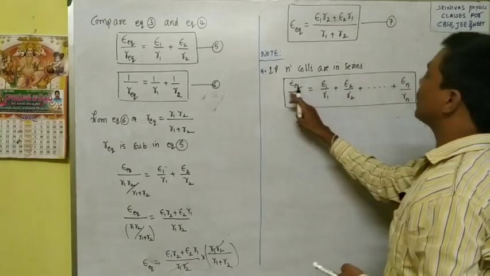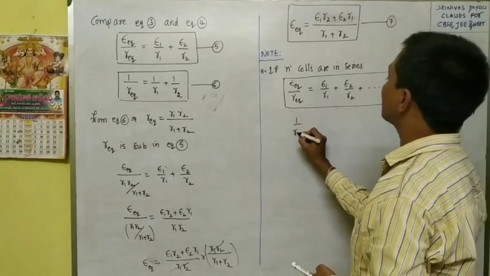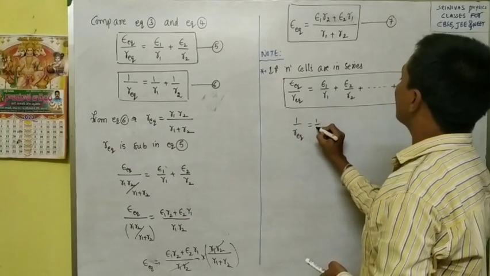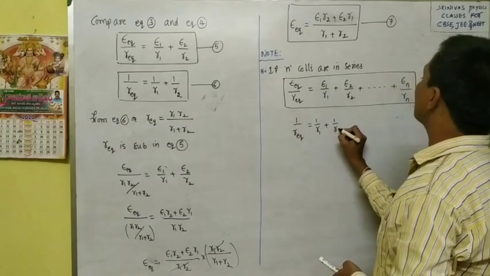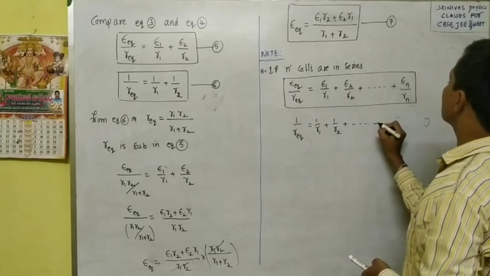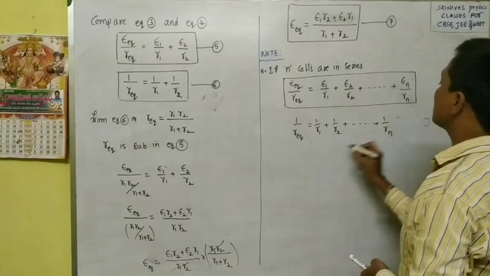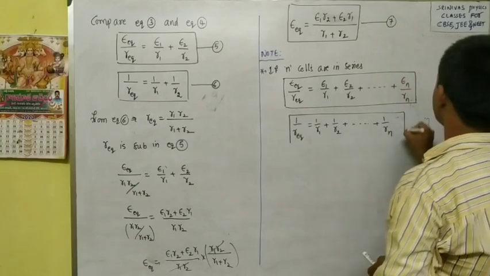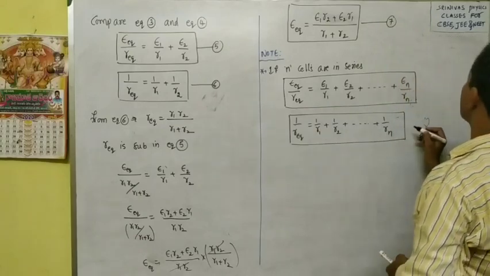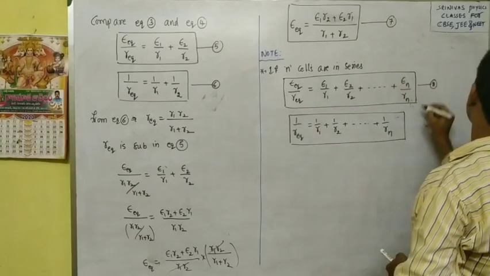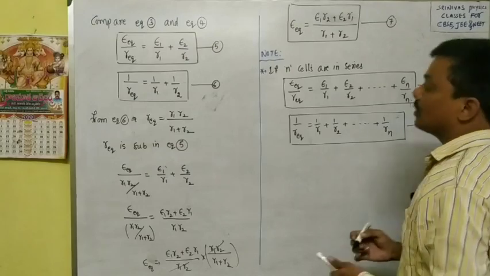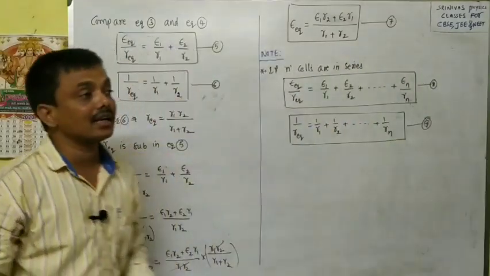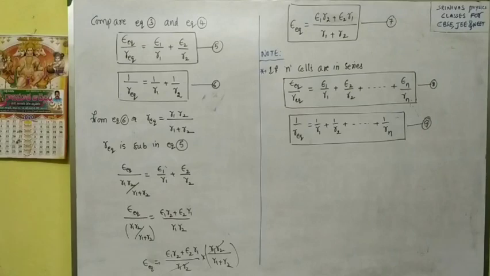What about the R equivalent here? To find the R equivalent, the formula is 1 by R1 plus 1 by R2 and so on, 1 by Rn. This is equation 8 and 9. Okay. Now, if identical cells are connected in parallel, then what is the effective EMF and what is the effective internal resistance? How to find the current? With that I will close.